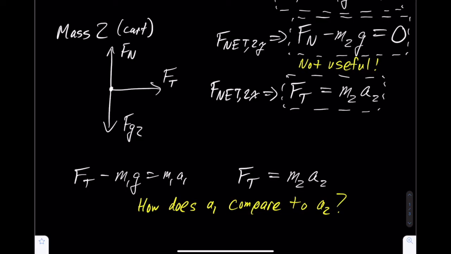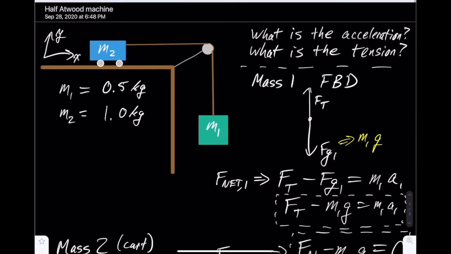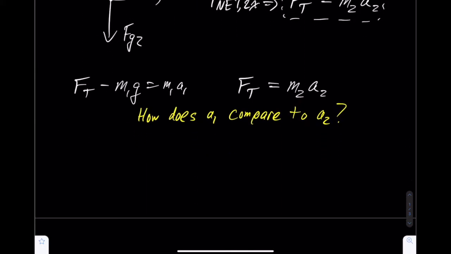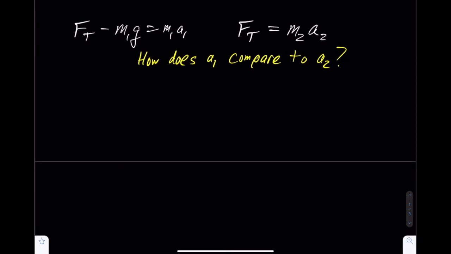So if I go back to my picture, I can see that if the cart moves to the right, that's the positive x direction. But when that happens, the hanging mass is going to move down, and that's the negative y direction. So that means that A2 is equal to the negative of A1. Okay, so that means that A1 is equal to negative A2. Right, and I'm going to use the acceleration of the hanging mass as the negative one because I know that if I just release these from rest, the cart's going to move to the right and the block is going to move down.